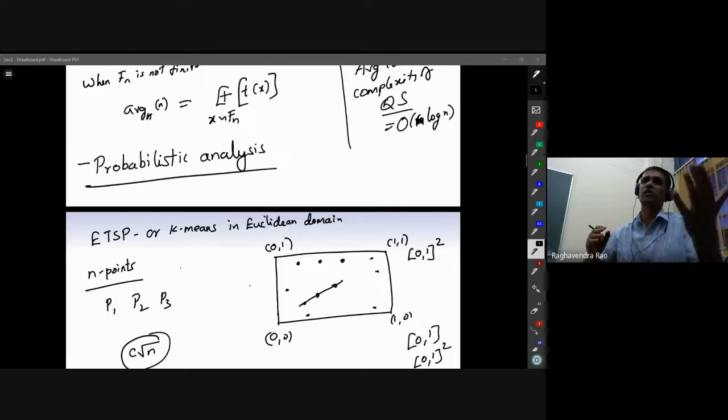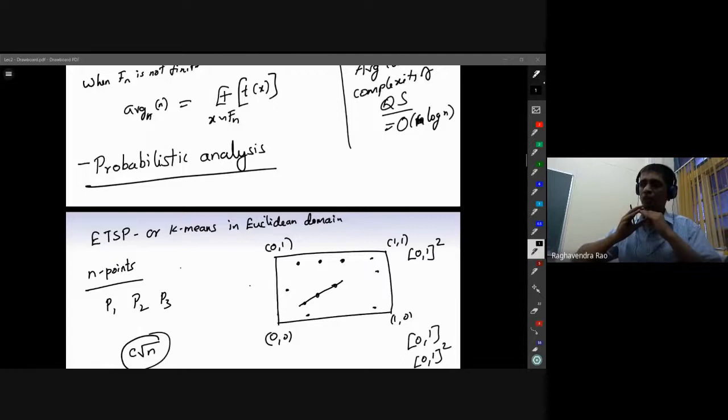And that is the situation in the real world too. In most real world applications, the data will be correlated. It's not like you have a uniform distribution every time. So the model where you take random points, averaging over all inputs, just kills the purpose, because certain cases of inputs may not occur at all.